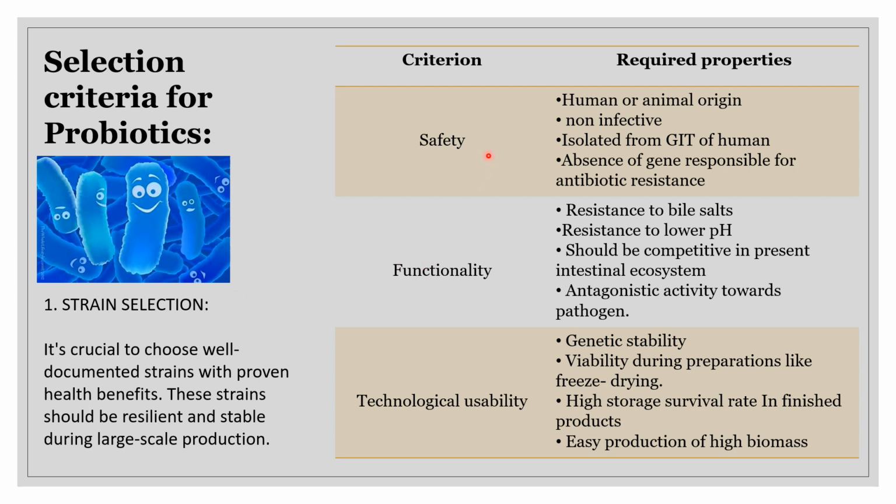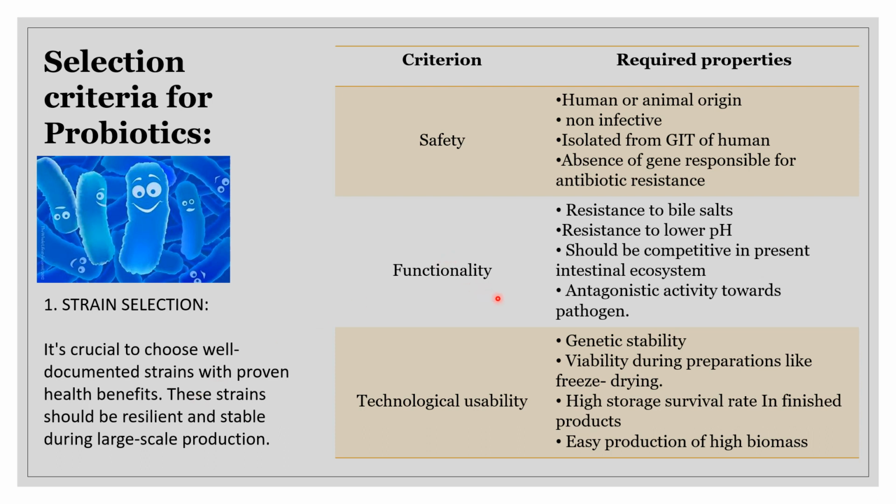After strain selection, you have to see whether it is safe for humans. Safety. The required properties: human or animal origin, that means it is isolated from a human gut or any animal. Then non-infective, it should be non-pathogenic. Isolated from the GIT, that is the gastrointestinal tract of humans. Absence of genes responsible for antibiotic resistance. They should be free from antibiotic resistance.